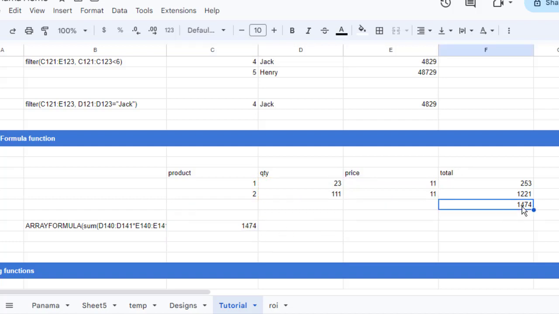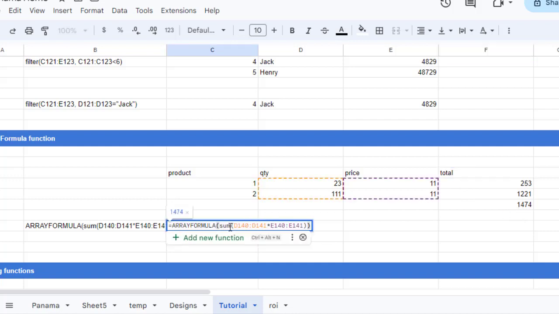So you can see that the value that we are getting here is 1474, and the same value we are getting over here. So basically with array formula it is possible to get our result quite easily. You don't have to multiply and then take the sum separately. In array formula you can do it in a single formula. Okay, and that's why we use array formula.